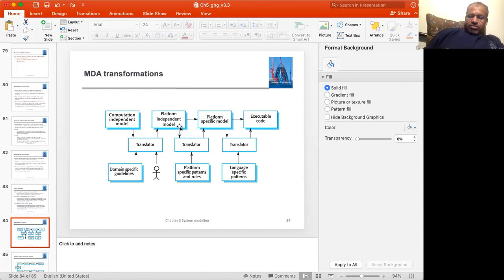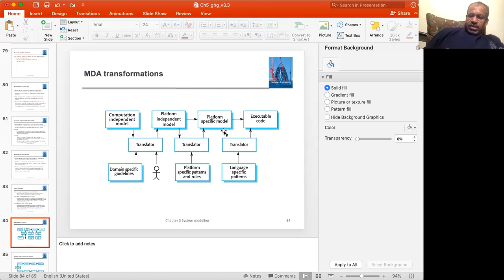Okay, we take the platform-independent model, and we can translate that into a platform-specific model. Here we need some input that indicates what the platform-specific patterns and rules are, information about the platform-specific model, so that we translate the platform-independent model to the platform-specific model. This transition is not automatic, or not mechanical, as people originally hoped for.